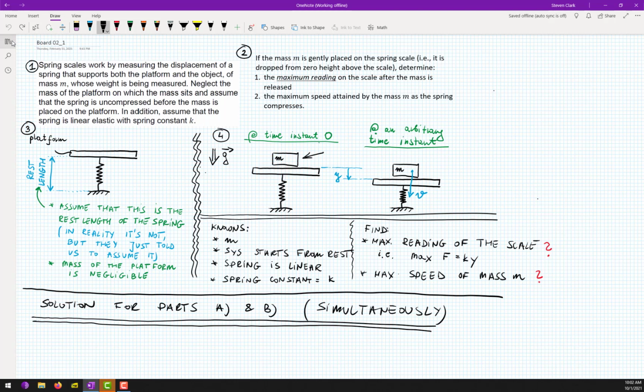Let's start solution then. So you're going to be super surprised, but we are going to start with free body diagram. Okay? We're going to start with free body diagram. Free body diagram. And kinetic diagram.